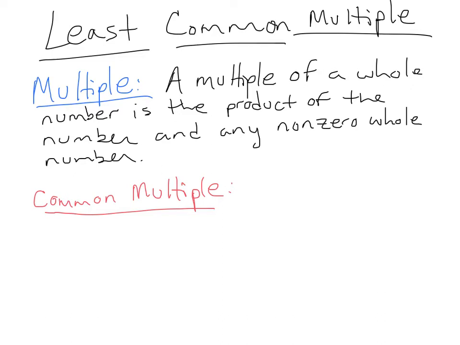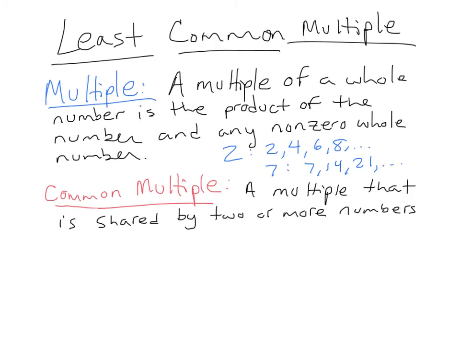But first, why don't we start by talking about a multiple? A multiple of a whole number is the product of that number and any other non-zero whole number. Whoa, what does that mean? That means that 2's multiples are simply 2, 4, 6, 8. Just like the number 7 has multiples 7, 14, 21, and so on.